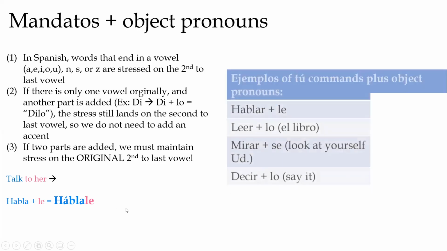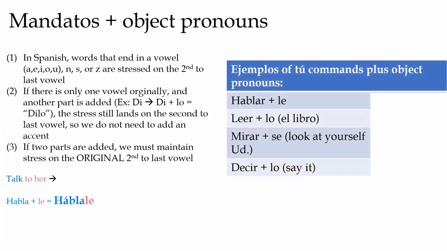Okay. So here are some other examples. These are tú commands plus the object pronoun. So try to do these on your own. Just pause for a second. Okay, so here you basically already have the answer from what I give you down here. Here it would be léelo, but we would put an accent over the first a.